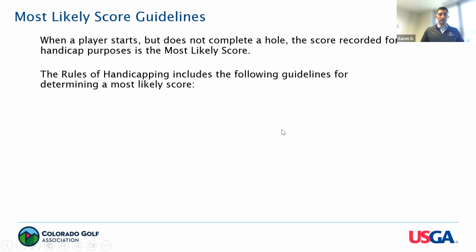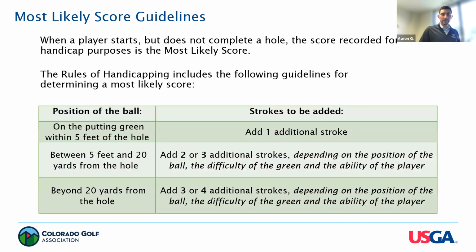Okay. Another thing you should know is the most likely score guidelines, all right? Most likely score is only used whenever a golfer has started a hole but has not completed it, okay? And the USGA has given us some guidelines now of how to do this based on the position of the golf ball and the hole. So here's a little table that can be found in the rules of handicapping. If the ball is on the green and within 5 feet of the hole and the golfer picks up, you add 1 additional stroke.